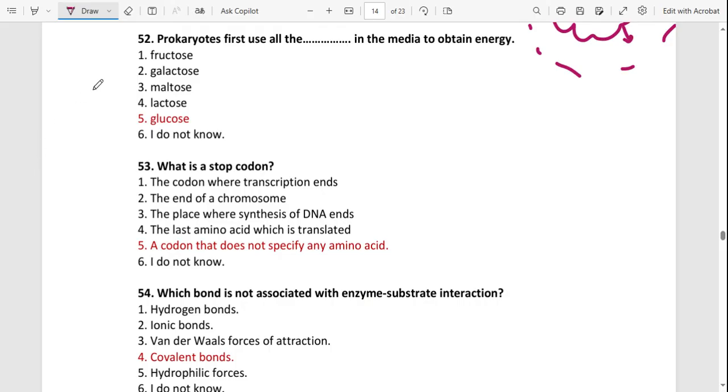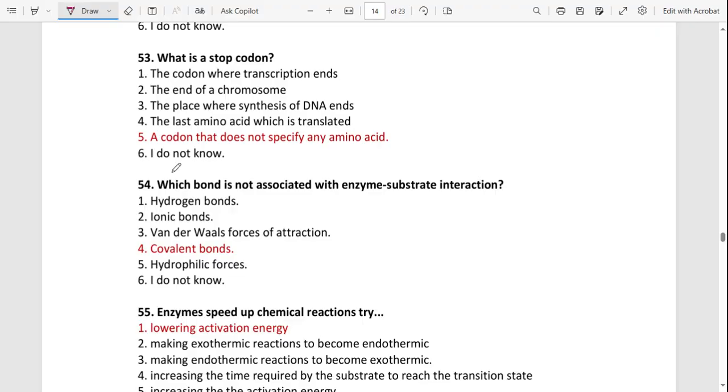Prokaryotes first use all of the following in the media to obtain energy. So it's glucose that you are going to use first. Once the glucose is done, you can now start using other forms of energy.